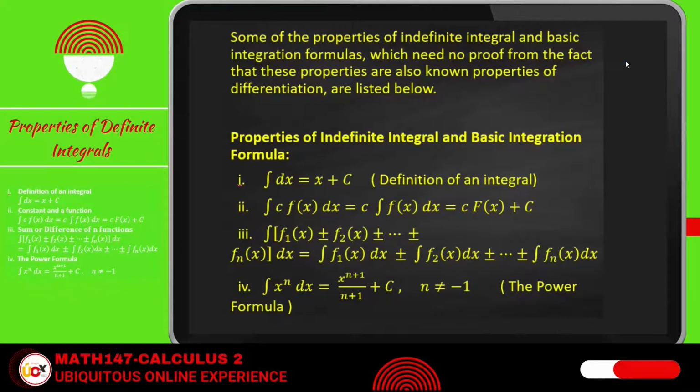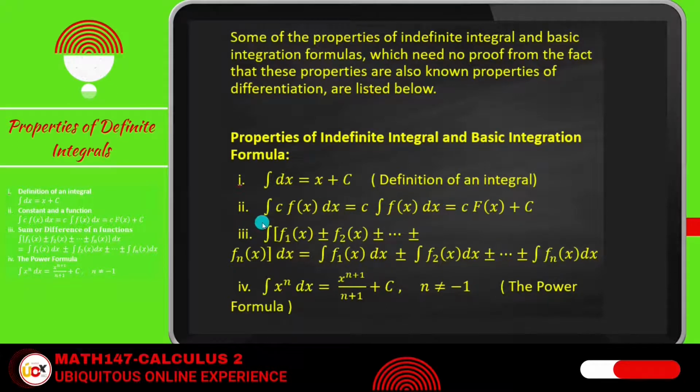Some of the properties of indefinite integral and basic integration formulas are listed below. These properties need no proof, from the fact that these properties are also known properties of differentiation. The first formula is the integral of dx equals x plus c. This is obtained from the definition of indefinite integral.